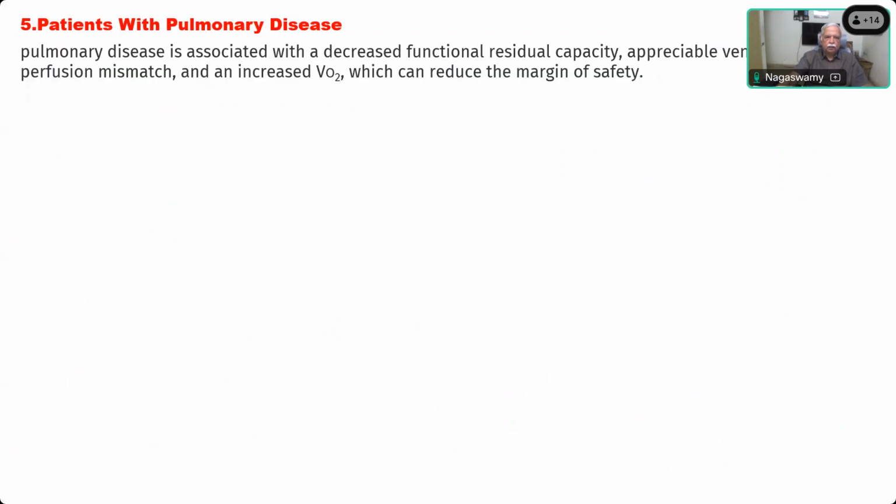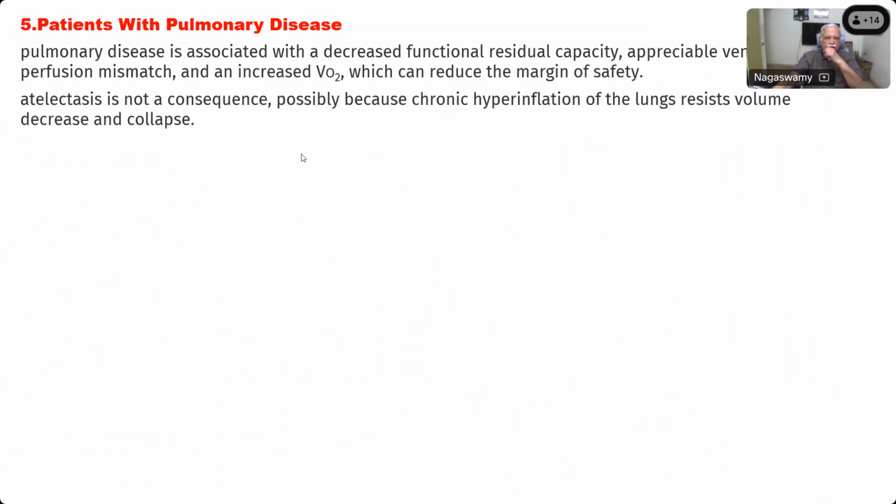Okay, and patients with pulmonary diseases already have decreased functional residual capacity, and they have appreciable V/Q mismatch, and they have increased oxygen consumption. All these three factors put them at the risk of desaturation. Reduced FRC, impaired VQ mismatch, and increased oxygen consumption are the problems in patients with pulmonary disease. And atelectasis is not a consequence, because of chronic hyperinflation, the lung resists decrease and collapse in these patients.